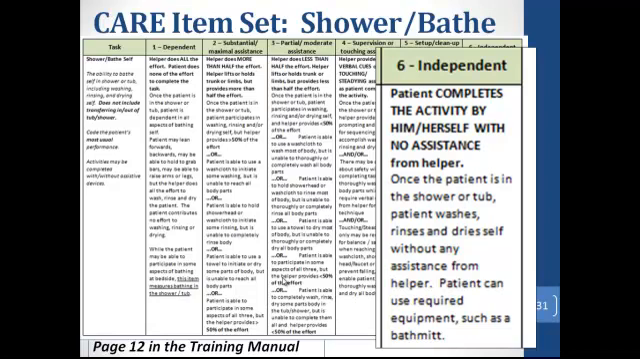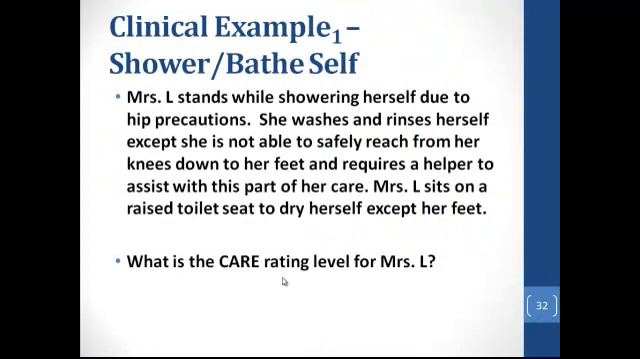So even if they required maximum assistance to get into the tub, and if they used a shower chair and grab bars and bath mitt, that does not factor into their score of independence in bathing or showering. They can wash, rinse, and dry themselves without any assistance. Let's look at example number 1.